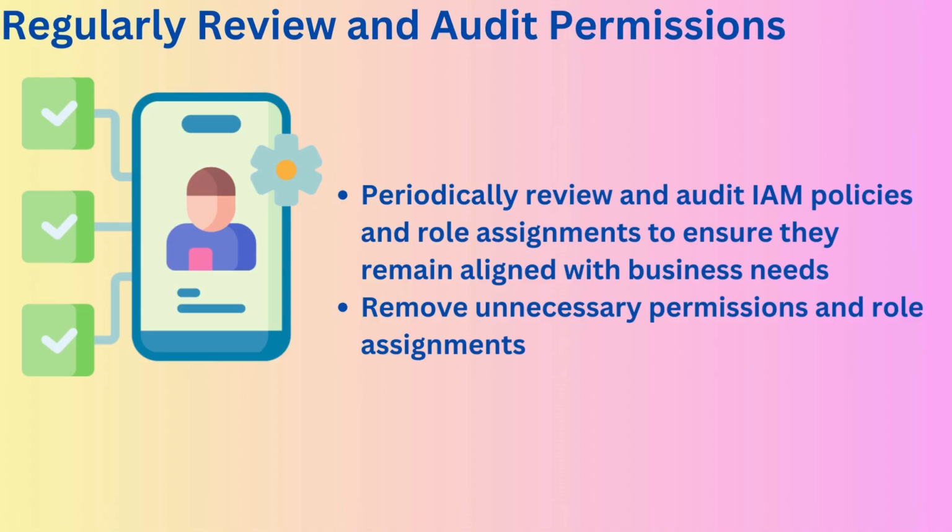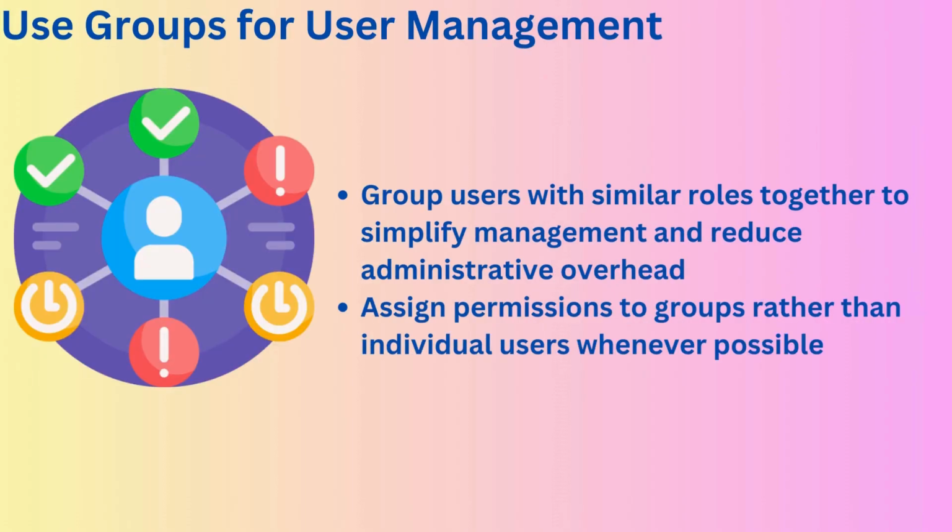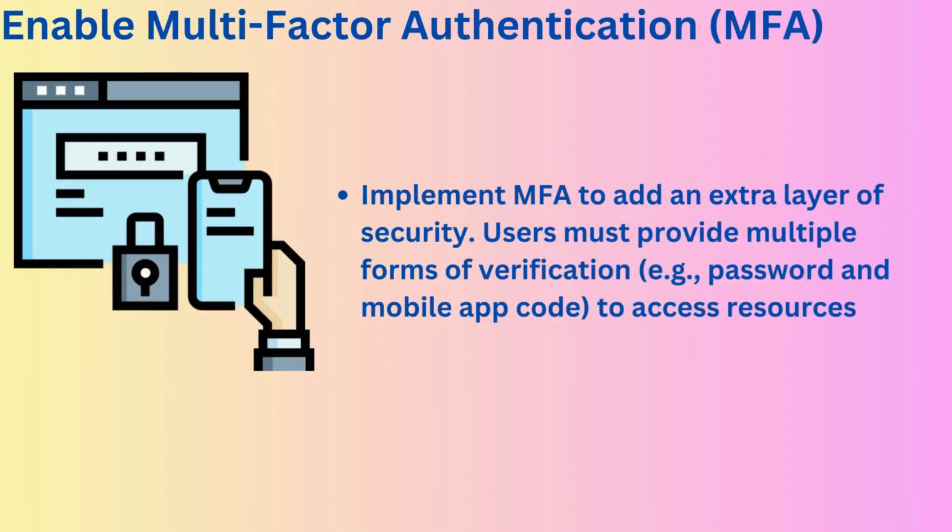Regularly review and audit permissions. Periodically review and audit IAM policies and role assignments to ensure they remain aligned with business needs. Remove unnecessary permissions and role assignments. Use groups for user management. Group users with similar roles together to simplify management and reduce administrative overhead. Assign permissions to groups rather than individual users when possible.